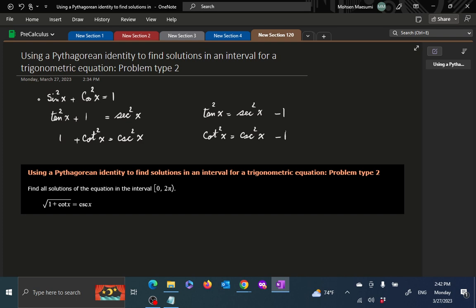The Pythagorean identities: you remember sine squared plus cosine squared equals 1 is the most famous form of it. But there are two other forms. Tangent squared plus 1 is secant squared, and 1 plus cotangent squared is cosecant squared. Or you can take the 1 to the other side and have a slightly different form for these identities. Now, how do we apply them?